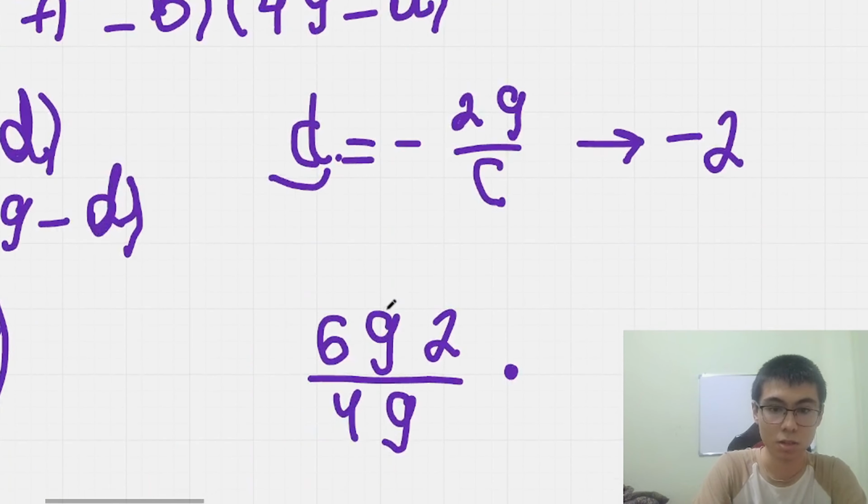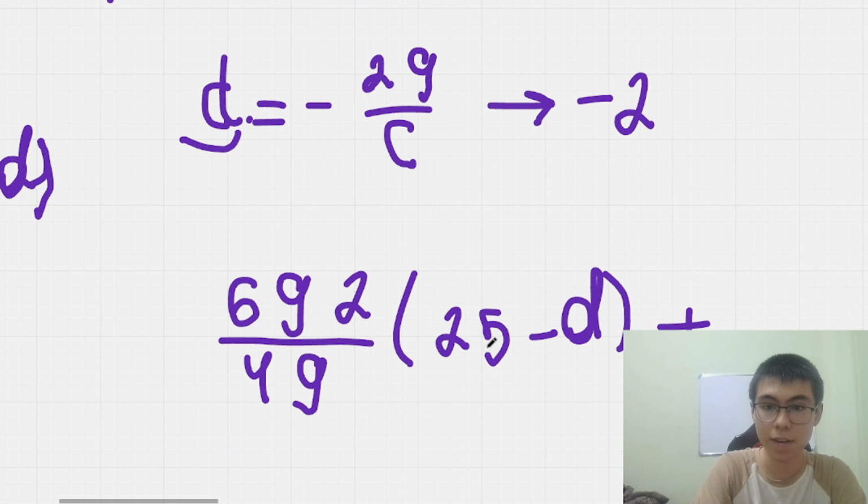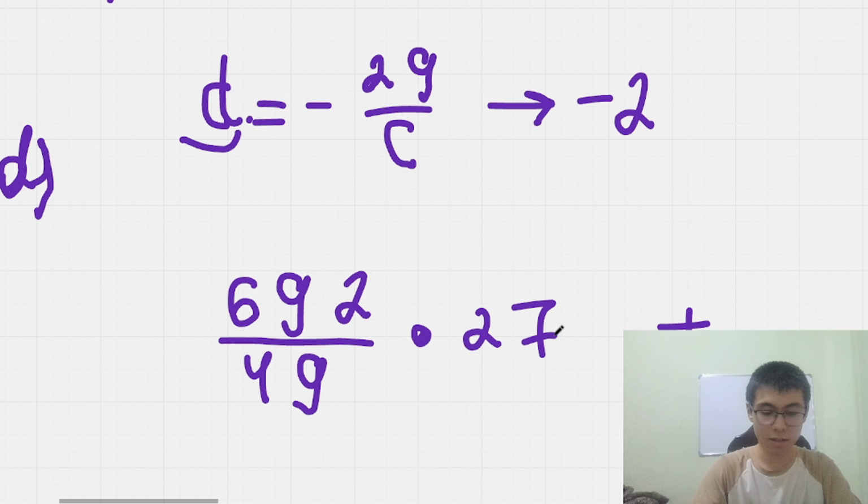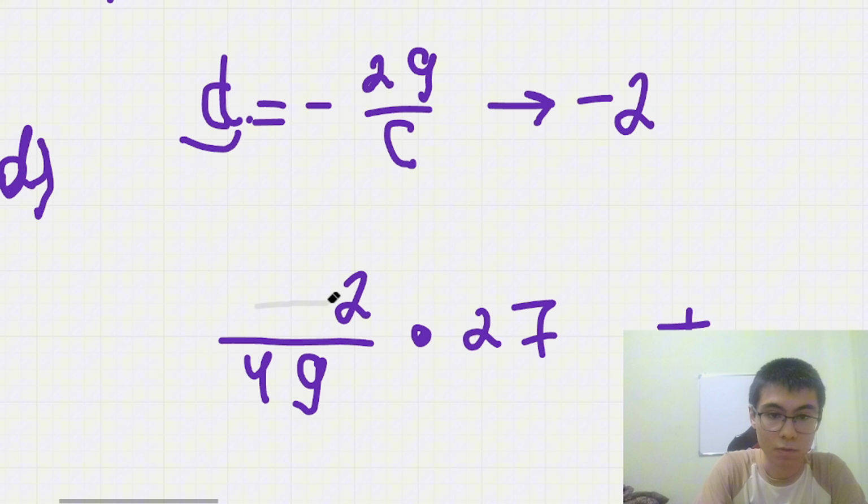Sorry, 25 plus 2 is going to equal 27. So we're going to erase this thing. Multiplied by 27. So let me multiply that in my calculator. 27 multiplied by 692 divided by 49. So we get 381.